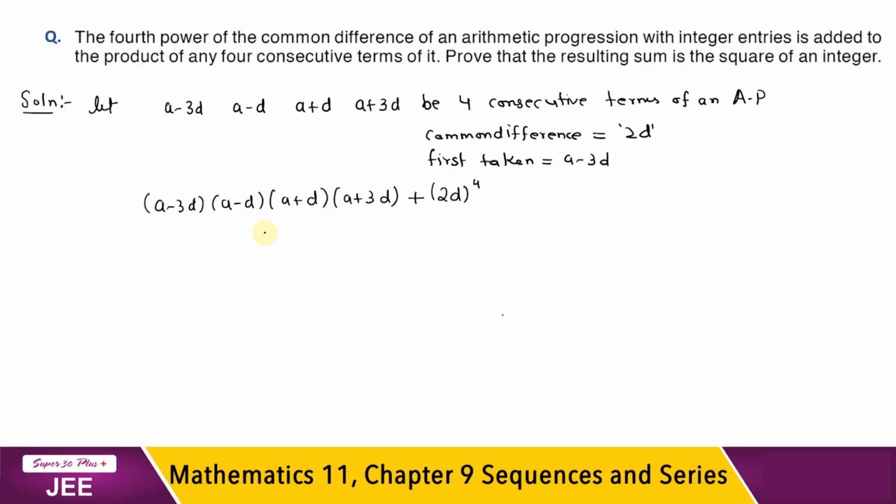So now let's move on to the simplification part. We are going to club these 2 terms together and these 2 terms together. So this becomes (a minus b) into (a plus b), which gives us a square minus 9d square.